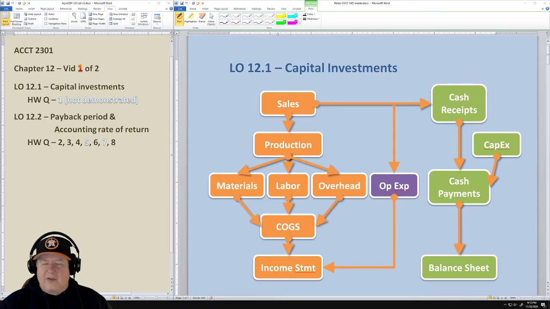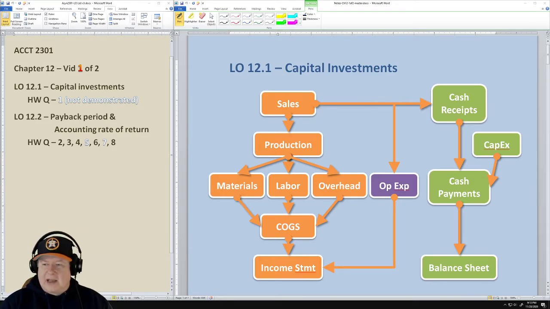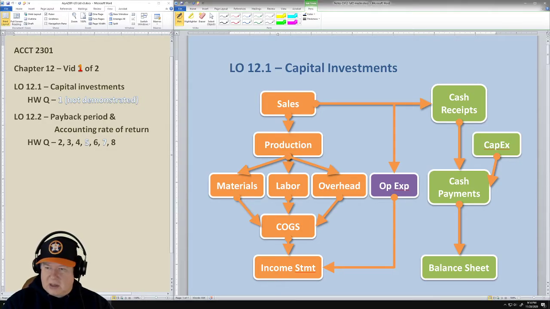Before we get going any further, let's try and place capital investment in the overall grand scheme of things that we've been studying. So if you remember this chart, we were using this chart for budgeting. And on the left side, the orange side, that was all kind of the production side. On the right side was all kind of the cash side. And I explained at that time we would go over this mysterious bucket at a later date. Well, that later date is here.